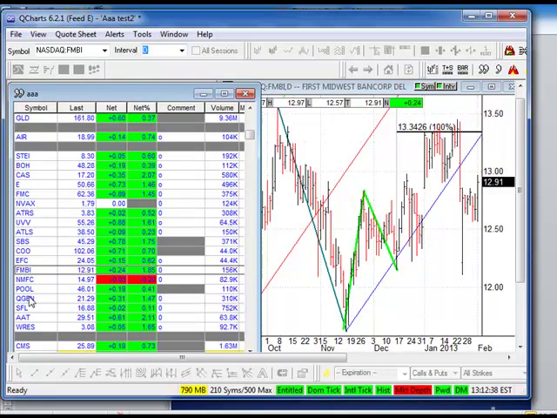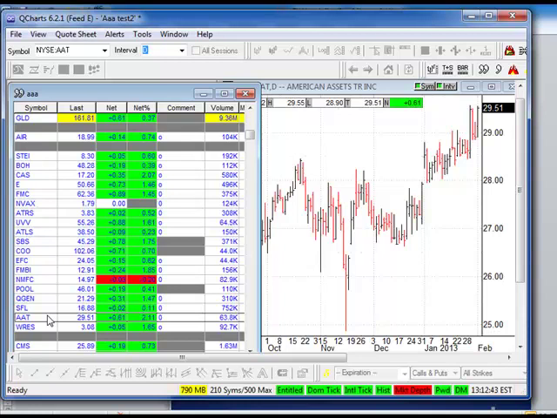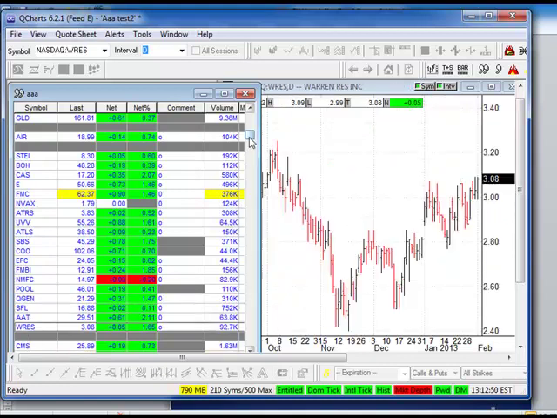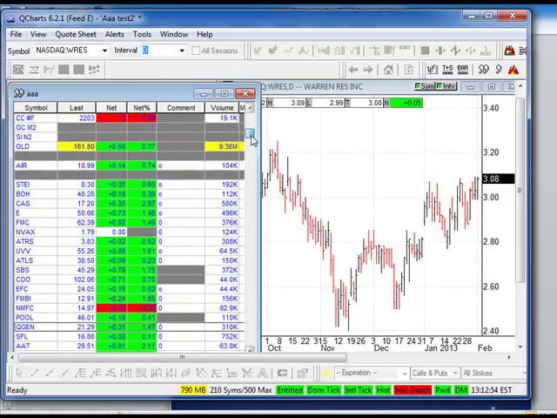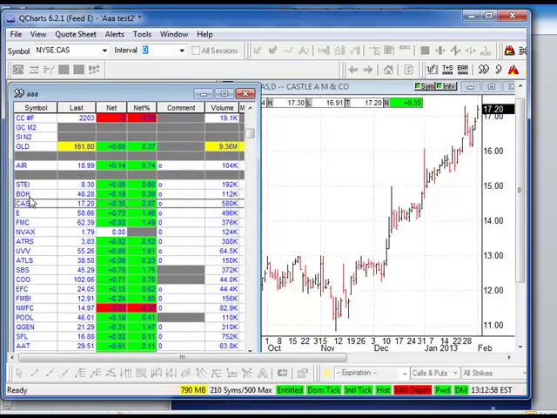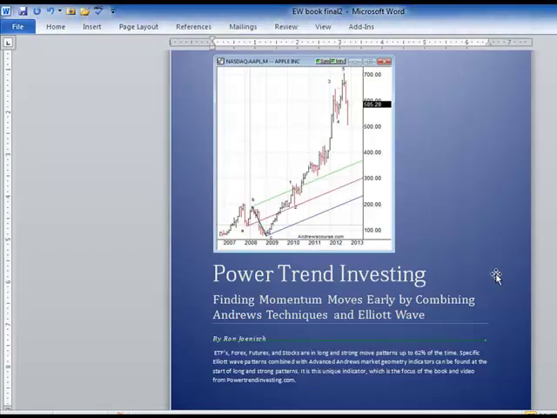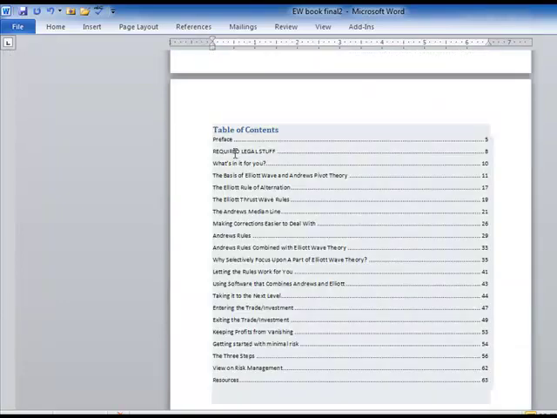So, this is to give you some idea of the technology that we're looking at adding in Precision Trader. Until the program comes out, until the new version comes out, what we're going to be doing is letting people have a deeper, richer understanding of some of the techniques that we use in that new version of the software, and one of them is the power trend investing. Let's see if we can bring it up. Here we go. And so let's take a look at the table of contents.